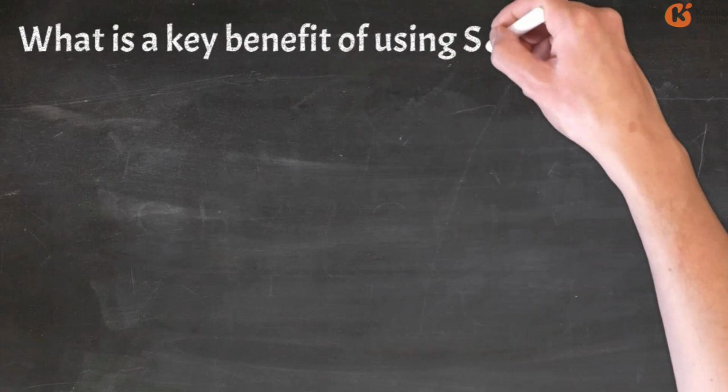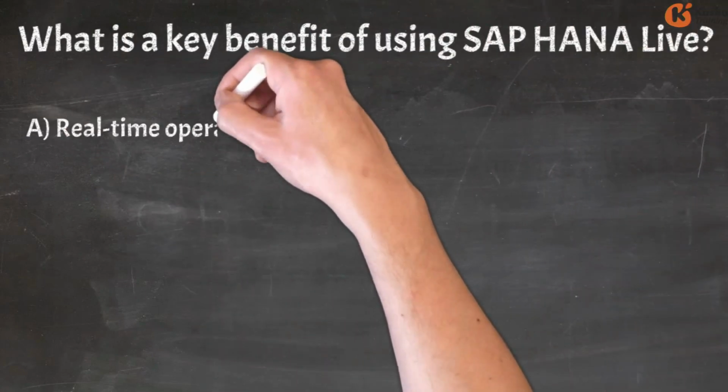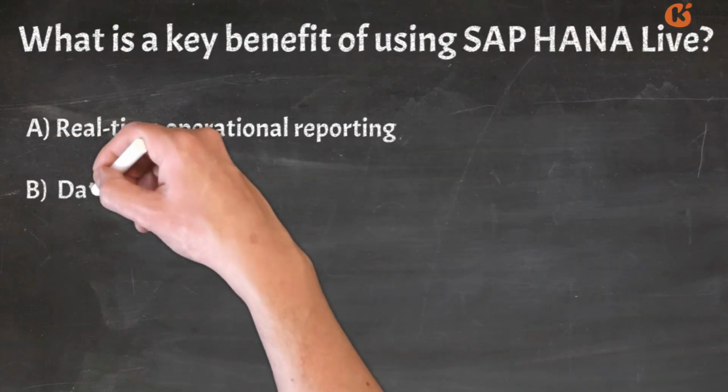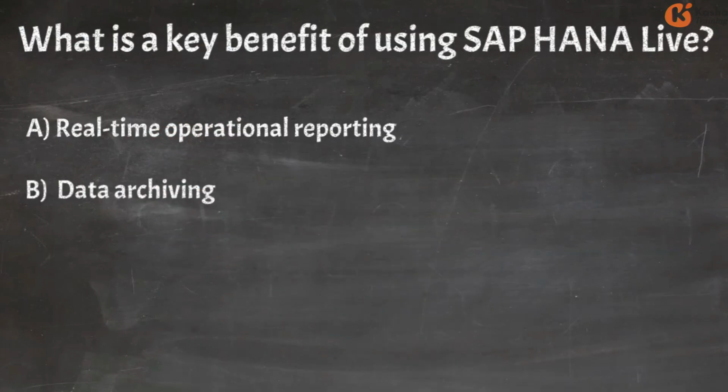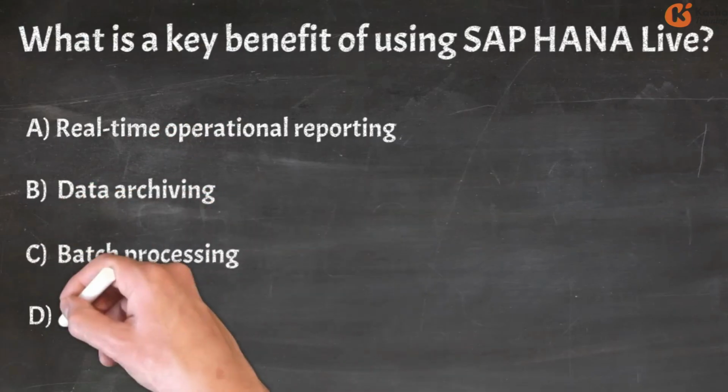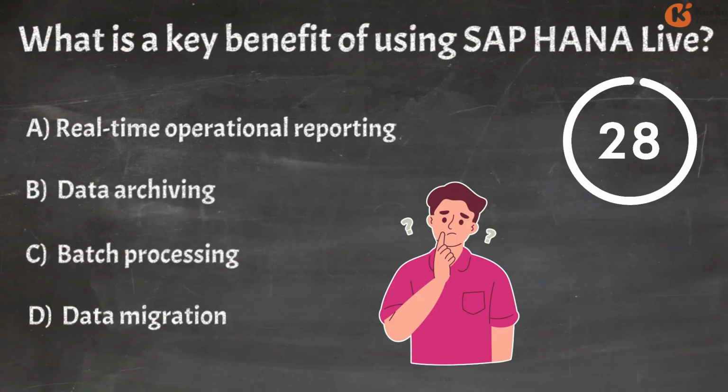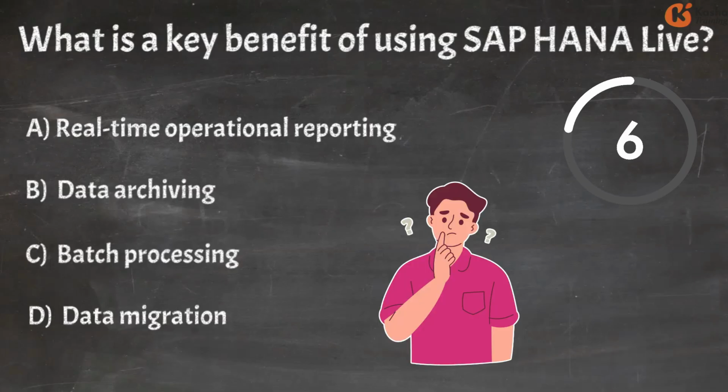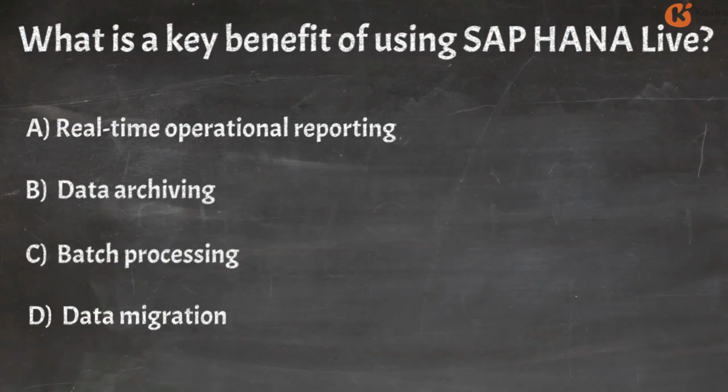Question 5. What is a key benefit of using SAP HANA Live? A. Real-time operational reporting. B. Data archiving. C. Batch processing. D. Data migration. Correct answer A. Real-time operational reporting.